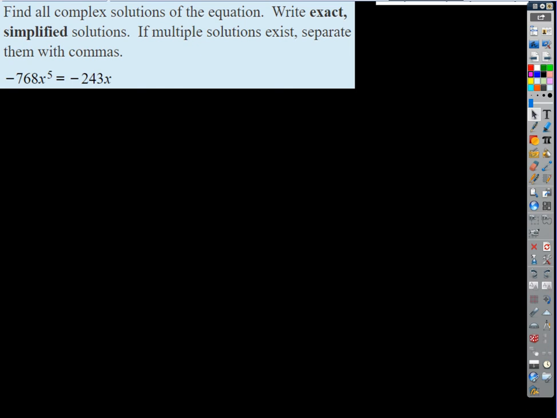Have a look up here. Let's talk about these three. I picked three kind of hard ones from the most recent free assignment. So what do we do? We're going to find all the complex solutions. So what do we got to do?